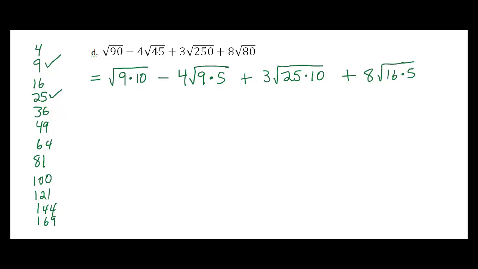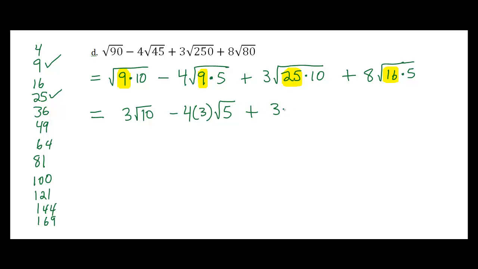And so now I have some perfect squares under my radical. And so I am actually going to simplify by taking the square root of these things. So I get 3 times the square root of 10 minus, I have a 4 on the outside. When I take the square root of 9, that's 3. So I've got to multiply that 4 by that 3, and the 5 stays under my radical.